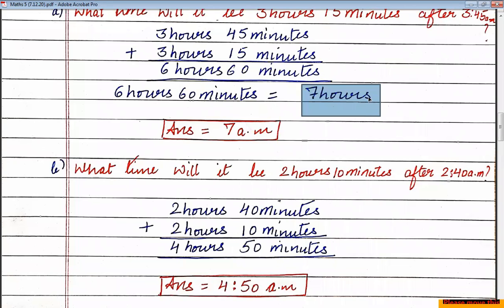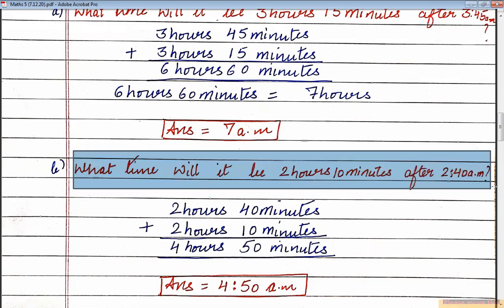Why the 7 hour have come? Because 60 minutes will be added to 6 hours, and 6 hours will become 7 hour. Okay, so your final answer is 7 a.m. Okay, now let's discuss question number B part. It is, what time will it be 2 hours 10 minutes after 2:40 a.m.